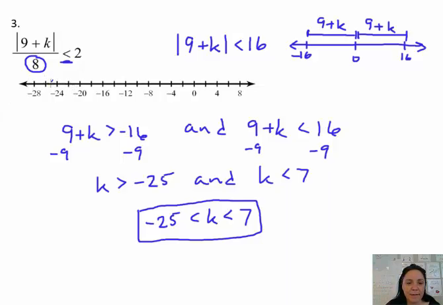Negative 25 is going to be right around here, and 7 is going to be right around here, and I need to connect these with a nice solid line, but not including the endpoints where I have my open circles. So that's problem 3, and just one more problem to go.